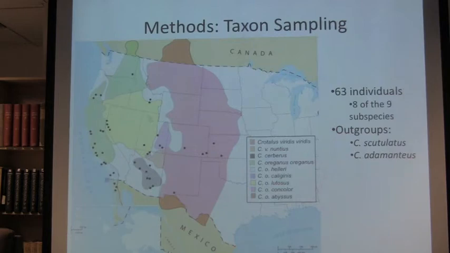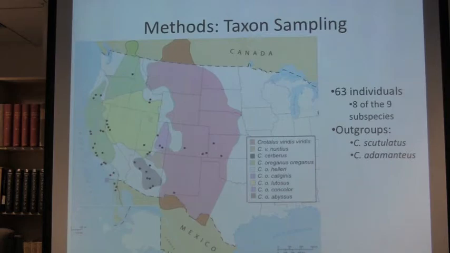Shown here are the 63 individuals sampled for my study. All of these individuals were loaned to me by various museums and individuals, including the MBZ. I've also included 2 outgroup species, Crotalus scutellatus and Crotalus adamantius.